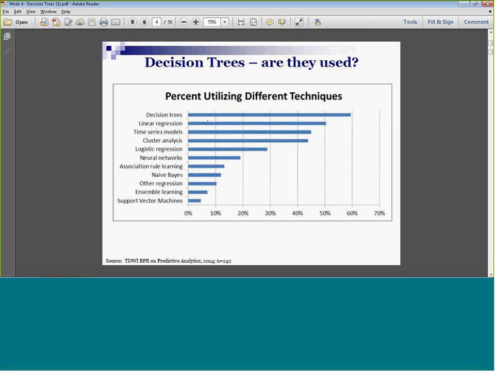So of the main predictive models, there's decision trees, there's linear regression for continuous variables, there's logistic regression for categorical variables, and there's neural nets, which can do either. And of course, decision trees can do either. So, you know, this is a biggie, okay, in terms of that.